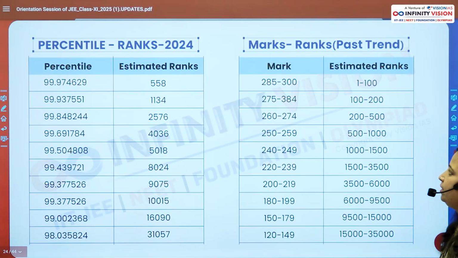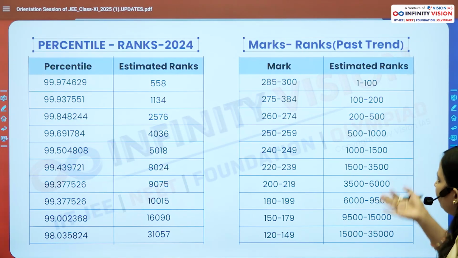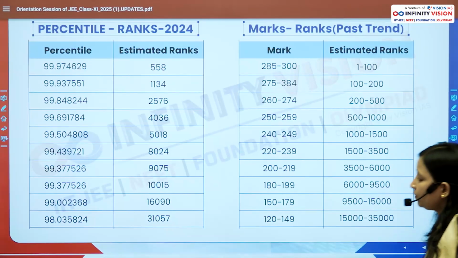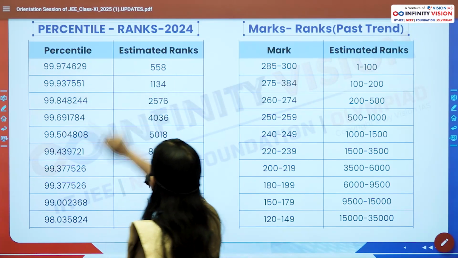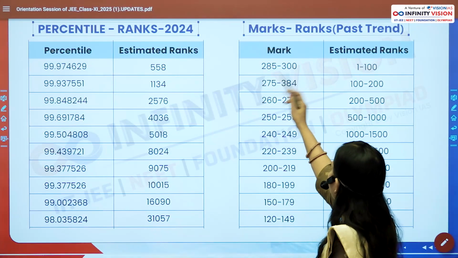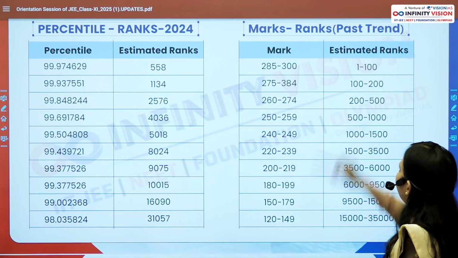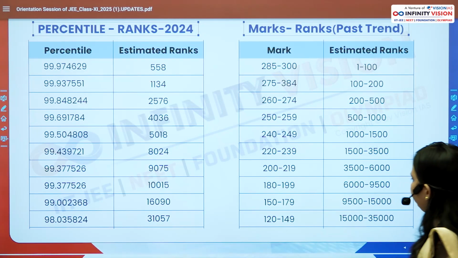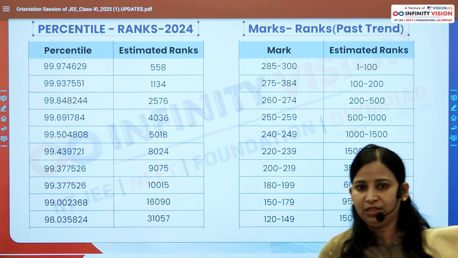Now, what is the trend for percentile rank? It means what percentile you will get for a top rank, or how many marks you have to score for getting a very top rank. Here, if you obtain a percentile of 99.97, you will get rank 558. Similarly, if you score between 285 and 300 out of 300, your estimated rank will be around 1 to 100. So based on the marks you can predict the rank you can get. If you score very high out of 300, your rank will also be very good, in the top hundreds.